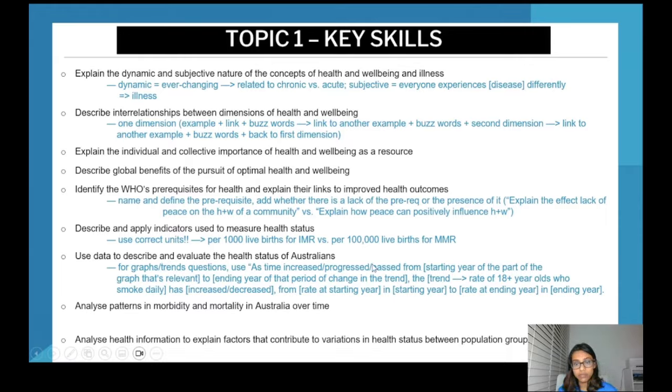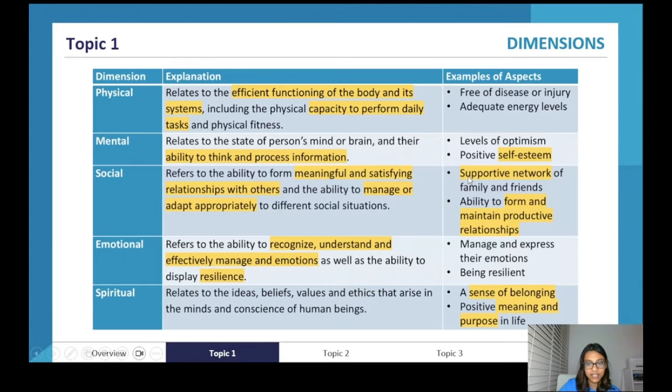As time increased from 1989 to 2009, the rate of 18+ year olds who smoked cigarettes daily has decreased from however many there were in 1989 to however many there were in 2009, and then keep going with your response. So analyze patterns in morbidity and mortality in Australians over time. Analyze health information to explain factors that contribute to variations in health status between population groups. And we're going to be looking at all of that in the coming slides.